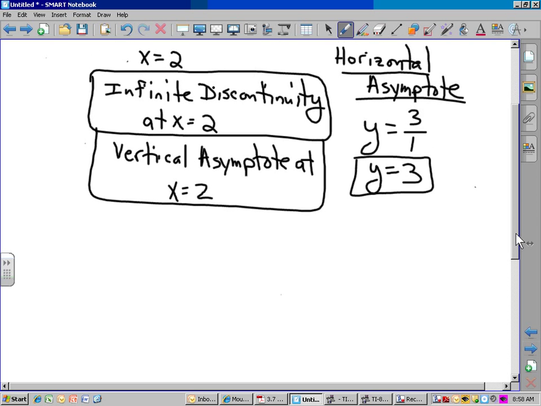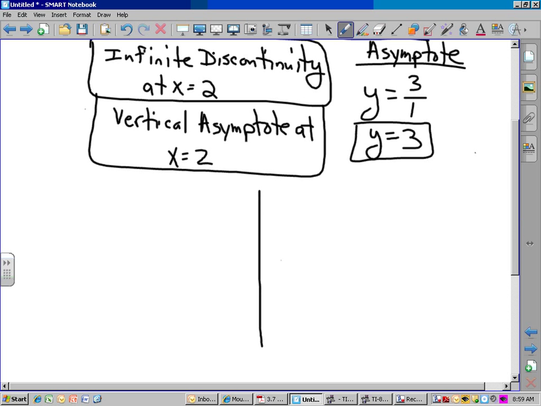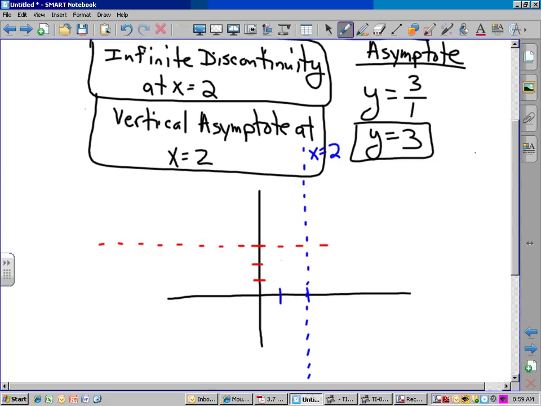Okay, we've established the asymptotes. Let's try to graph it. We have a vertical asymptote at 2. We have a horizontal asymptote at 3. Again, we need to plug in a couple of values into the function to figure out where the graph is.